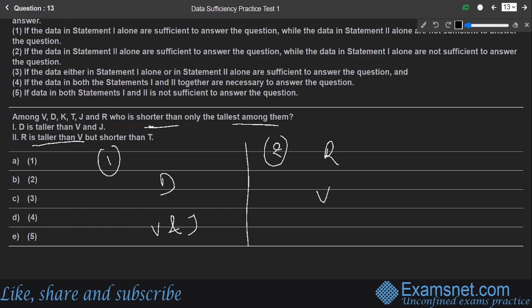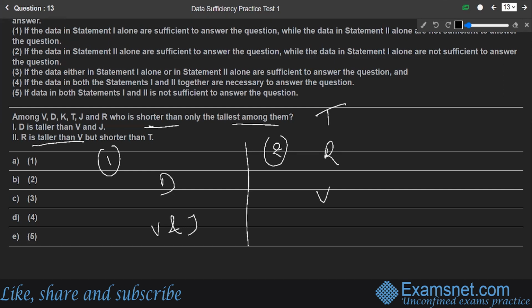If we see second, R is taller than V but shorter than T. Okay, so the order of T, R, V can be marked, but what about D, K, and J? There is no information provided. So we cannot tell who is going to be the second tallest. So statement second also is not sufficient to answer alone.